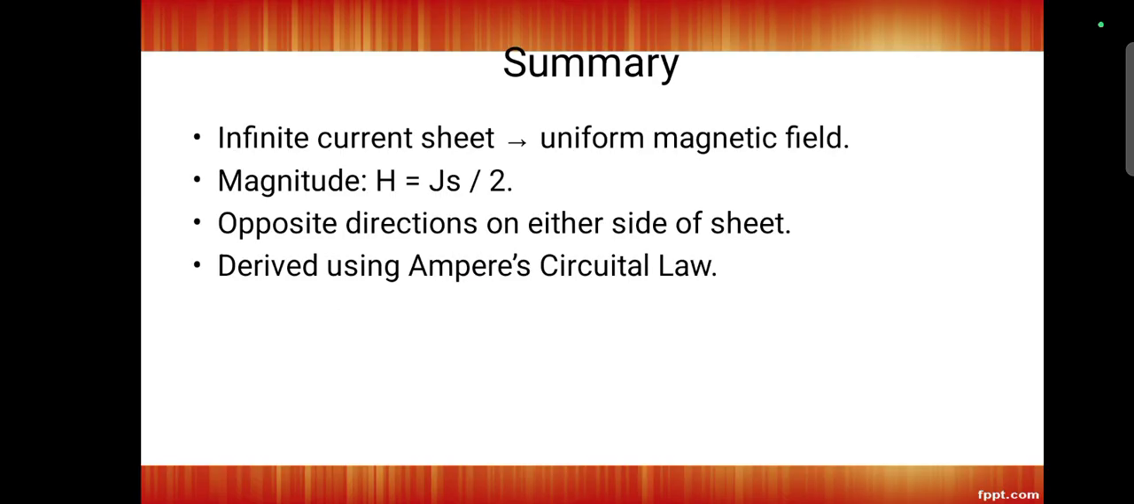The infinite current sheet gives a uniform magnetic field with surface current density Js and magnetic field intensity H = Js/2, that is half of the Js value, in opposite directions on either side of the sheet. So it is derived from Ampere's circuital law.